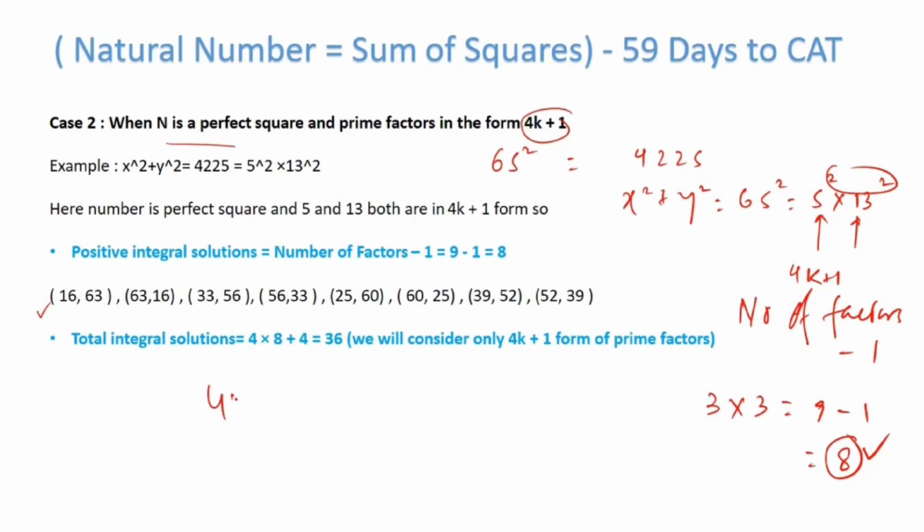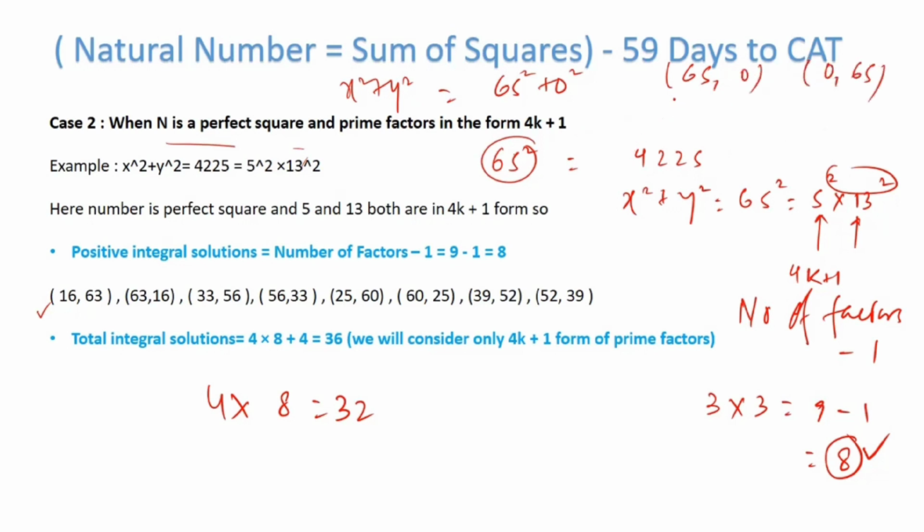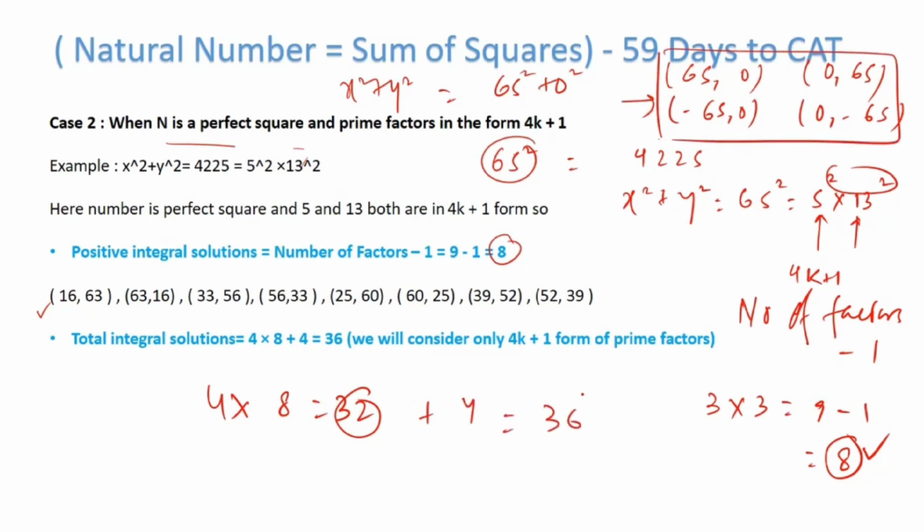Total integral solutions will be 4 into positive integer solutions. We've seen the logic already, that is 32. But there will be one more thing. Because it's a perfect square, 65 square, this number x square plus y square can be written as 65 square plus 0 square. You will have one solution 65, 0. You will have another solution 0, 65. You will also have the negative ones, minus 65, 0 and 0 comma minus 65. So 32, which is 4 into positive integer solutions, which is 8, plus 4 additional for these solutions. So total solutions will be 36.